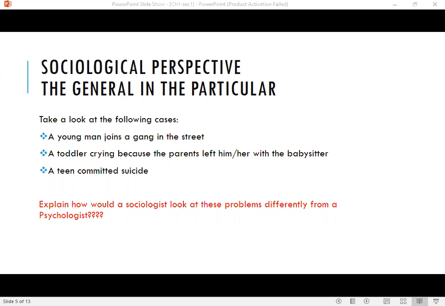Repeat again? Yes, please. These three cases in front of you, these three examples in front of you, did it happen to a whole society? No, a particular. It happened to one young man, it happened to one toddler, it happened to one teen, right? So it's a particular situation. It's a private situation. Okay? As sociologists, what do we do? We take this particular situation. I will investigate this particular young man, this toddler, this teen, and I will go and investigate and study all the general societal reasons that led to this action. I am interested in the general reasons, the general conditions, the general societal issues that led to this particular situation. Do you get it?